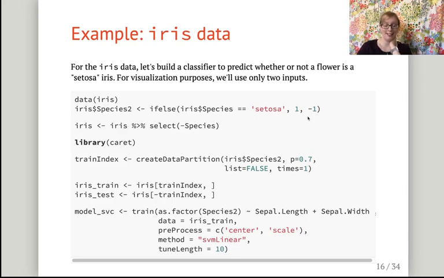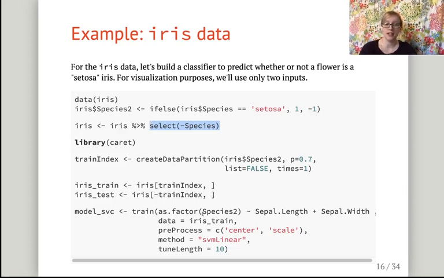So we'll take the iris data set and we'll build a classifier to predict whether or not a flower is a setosa iris. For visualization purposes here, we'll use only 2 inputs. And further, we haven't standardized this data yet. However, with just 2 inputs, the effect of this probably isn't too terrible. So the way this code works, we will first define these irises as setosa. If they are, we'll assign 1. If they're not, we'll assign a -1. We'll then remove that original species indicator just so we're not predicting species membership based on species.